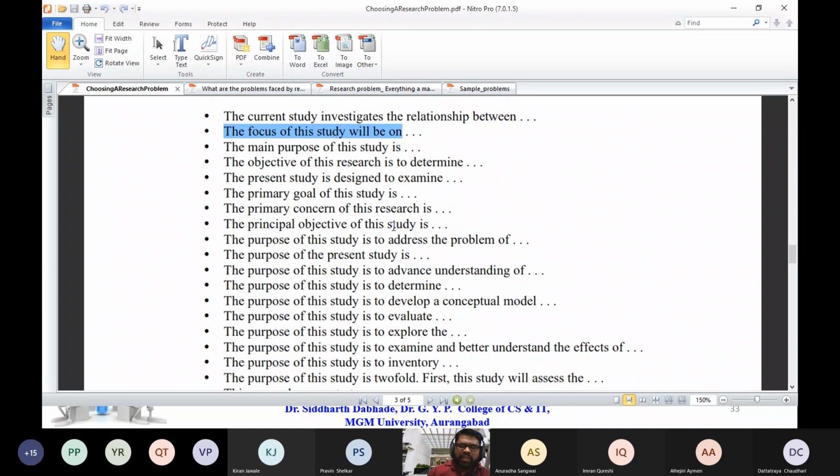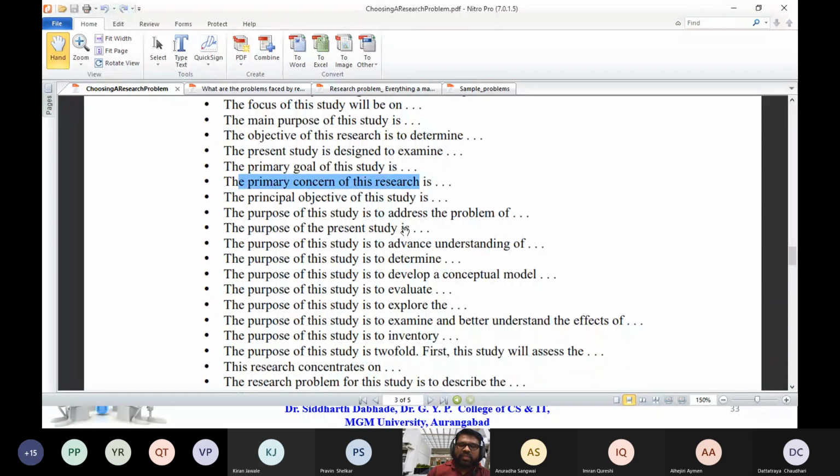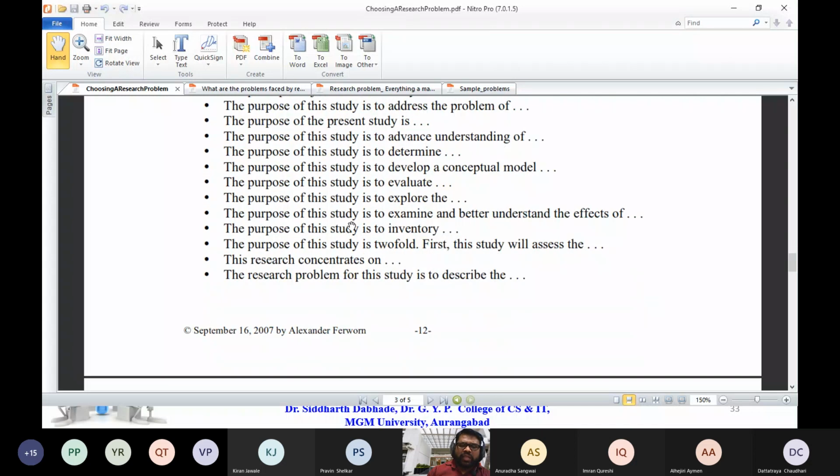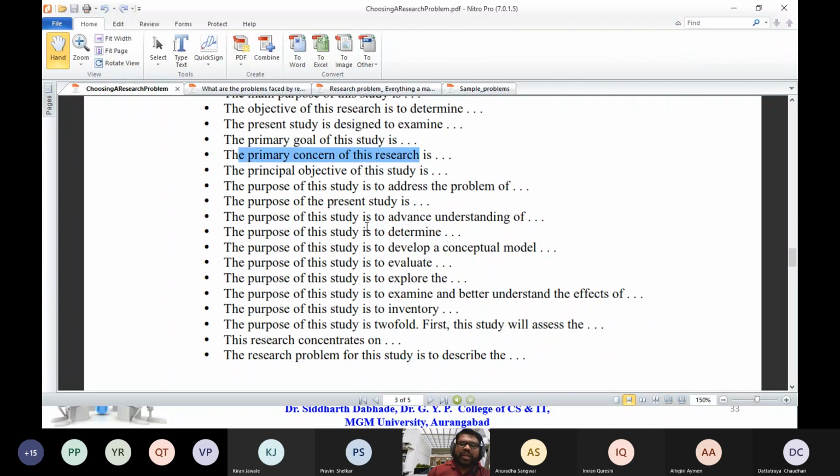This is just an example. I will read it out so you will easily understand. The main purpose of this study is, the objective of this research is to determine, the present study is designed to examine, the primary goal of this study is, the primary concern of this research is, the principal objective of this study is. There are so many different ways you can write the research problem, or the specific objective of your research work. So, the principal objective of this study is this.